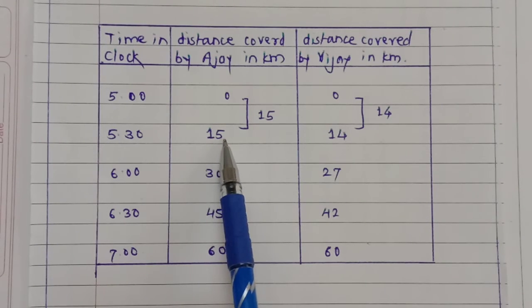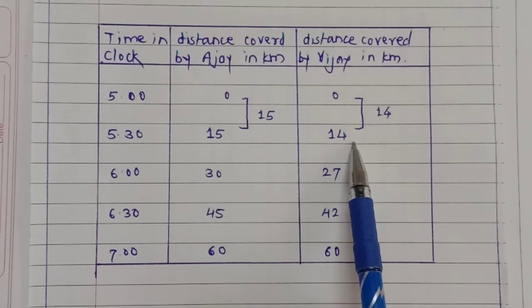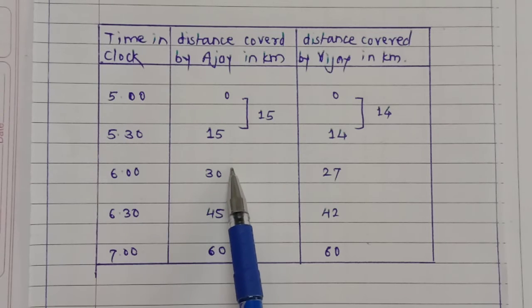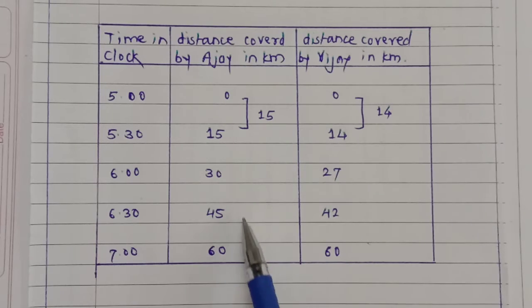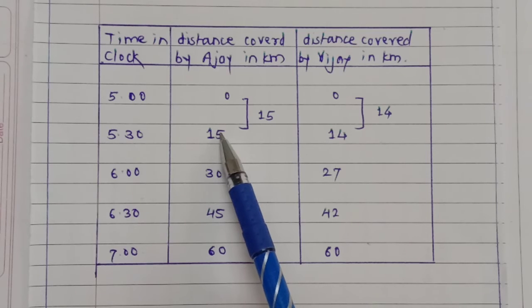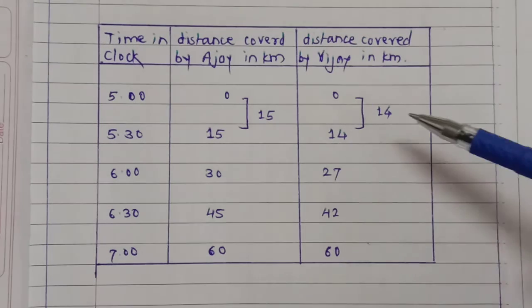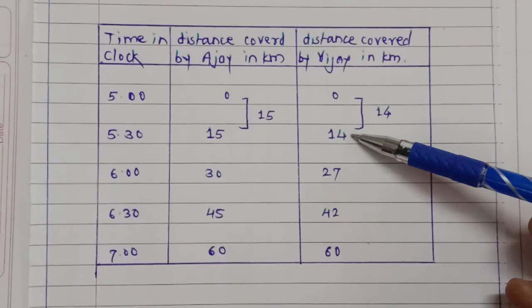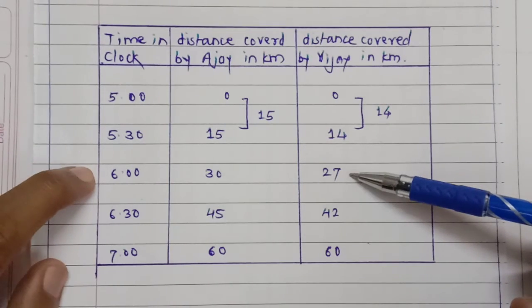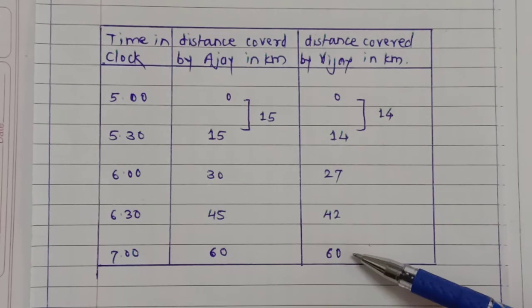After half an hour, the distance covered by Ajay is 15 and the distance covered by Vijay is 14. After another half hour, the distance covered is given in the chart. So Ajay covered 15 kilometers at 5:30, 30 kilometers at 6, 45 kilometers at 6:30, 60 kilometers at 7. Vijay covered 14 kilometers up to 5:30, 27 kilometers at 6, 42 kilometers at 6:30, and 60 kilometers at 7.